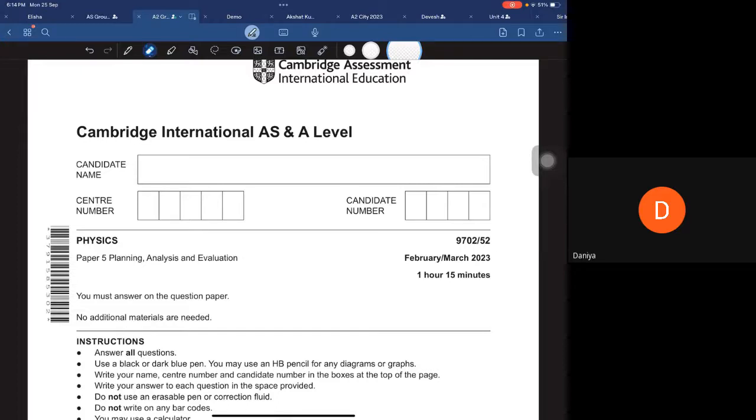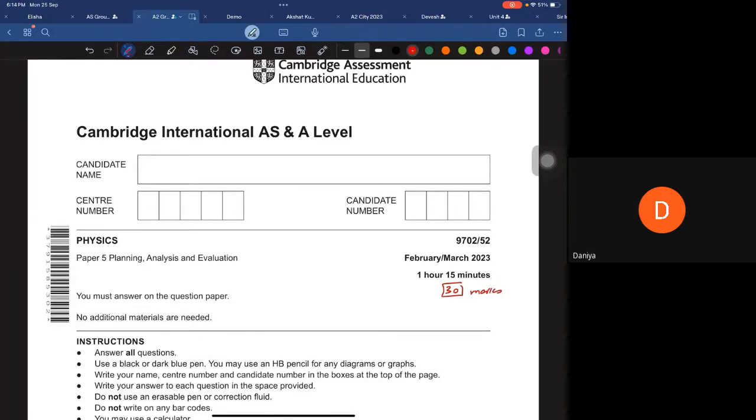Okay. So now this whole paper is of 30 marks, and out of 30 marks, you need to remember that 15 is for the first question, which is a written question, and the next 15 is for the other question.